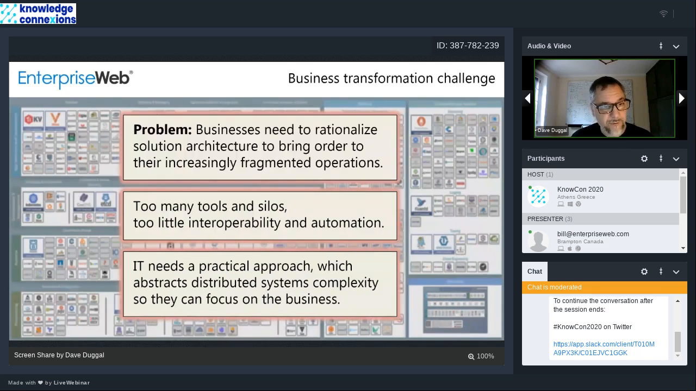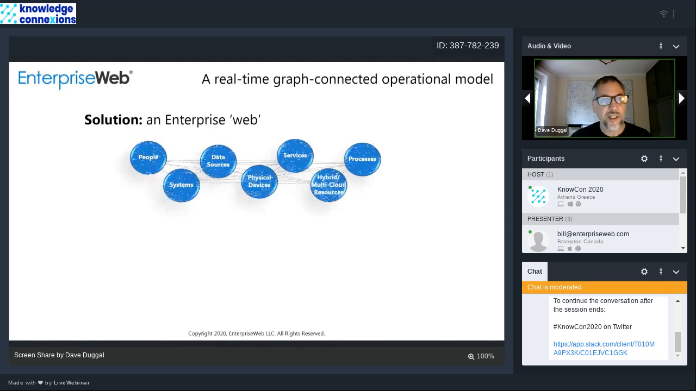This is hard stuff. And so the solution is EnterpriseWeb, a real-time graph-connected operational model where we take the business concepts, types, and policies that define a business architecture or a business at large, and we give it to customers out of the box. We have essentially a generalized graph domain, so you're not building this from scratch every time. We provide a ready-to-use model that includes all the cloud-native concepts, all the distributed systems concepts. Some people who work in that space would call it 12-factor.